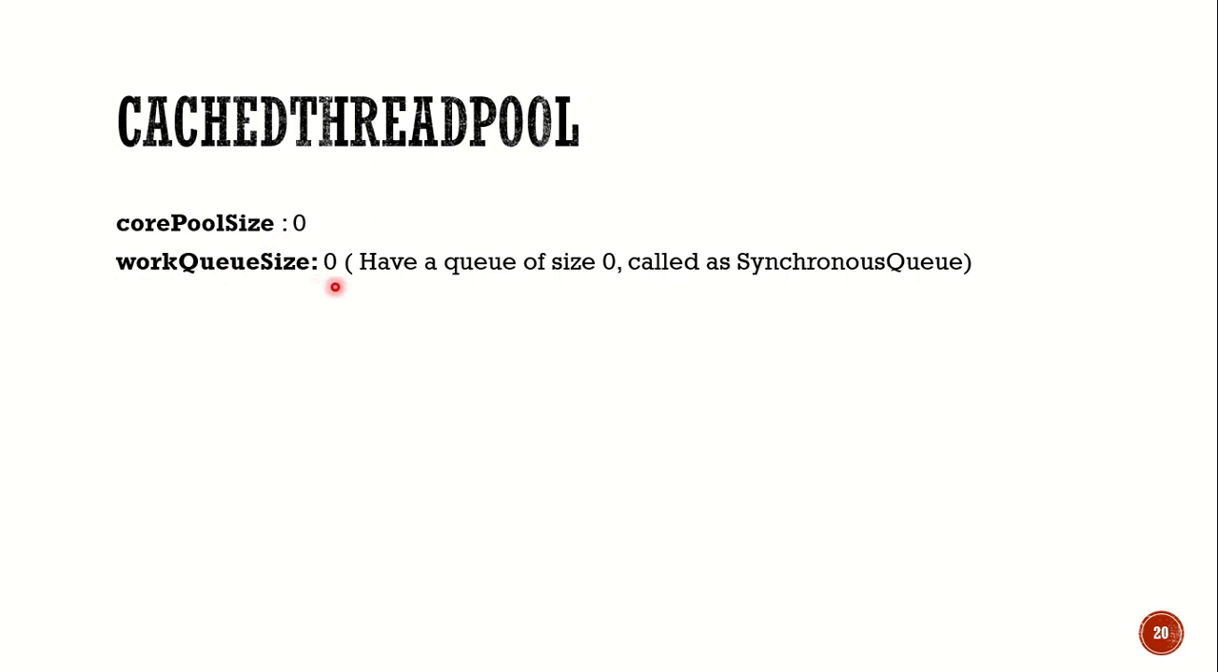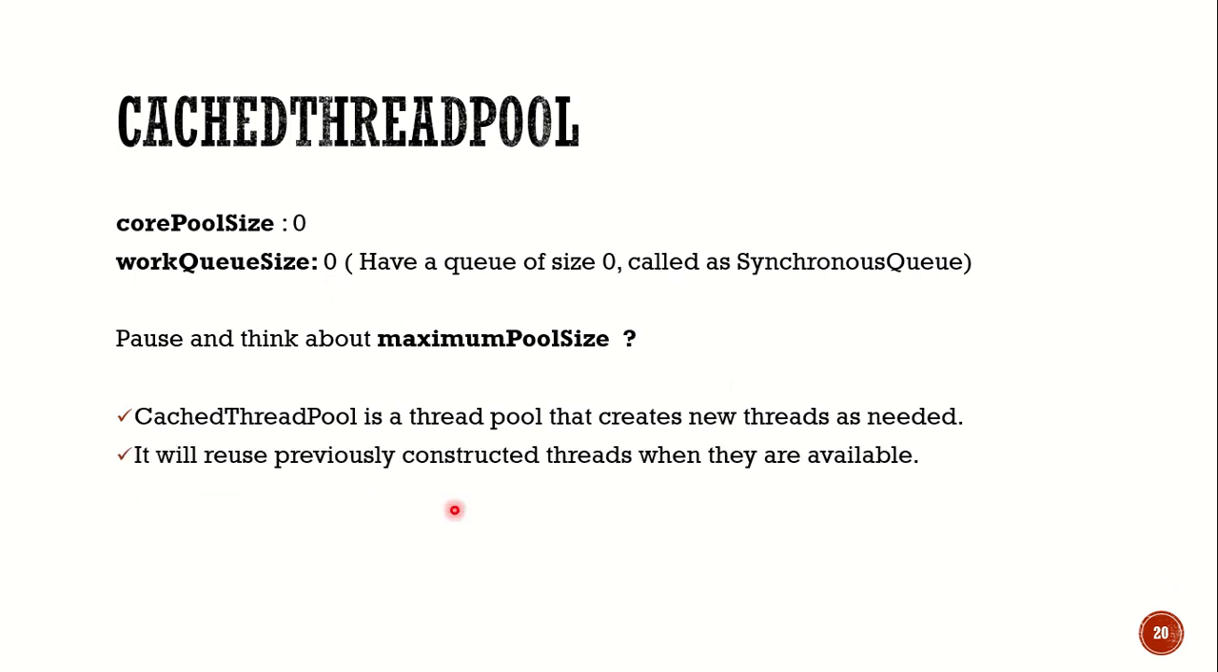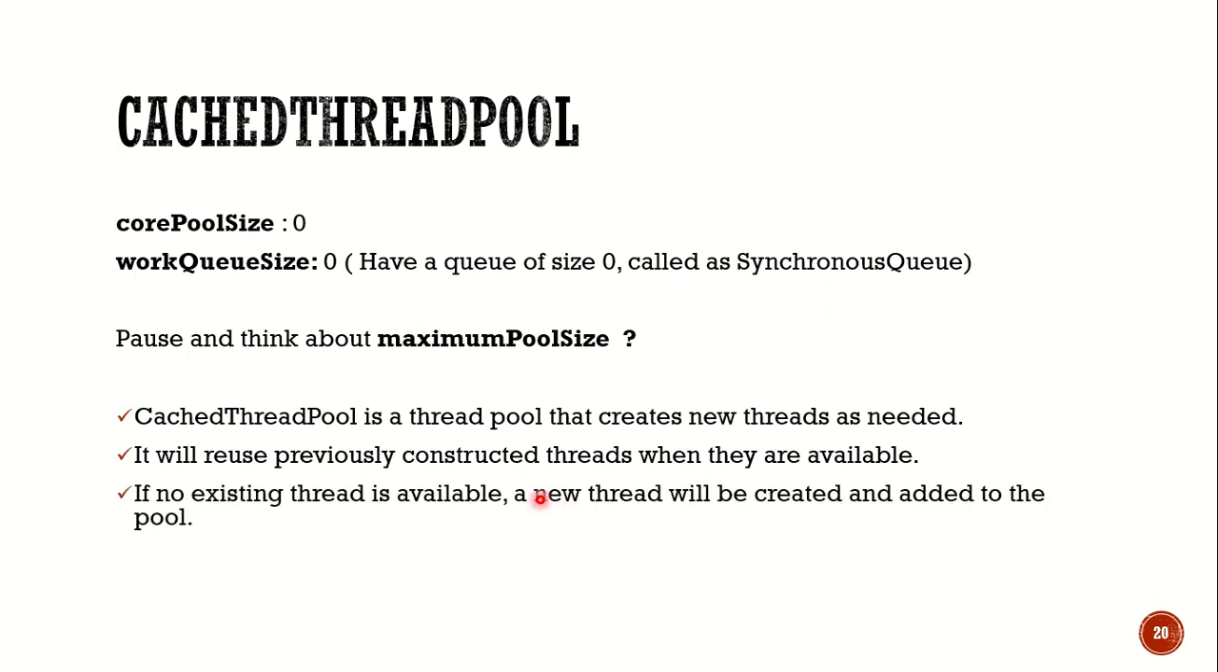So kindly pause the video here and think about how cached thread pool might work. And also think about its maximum pool size, that is the maximum number of threads that cached thread pool can have. First of all, cached thread pool is a thread pool that creates new threads as needed, and it will reuse previously constructed threads when they are available. And also, if no existing threads are available, a new thread will be created and added to the pool. So if we summarize the entire points, what could be the value of maximum pool size? Theoretically, it is infinite.